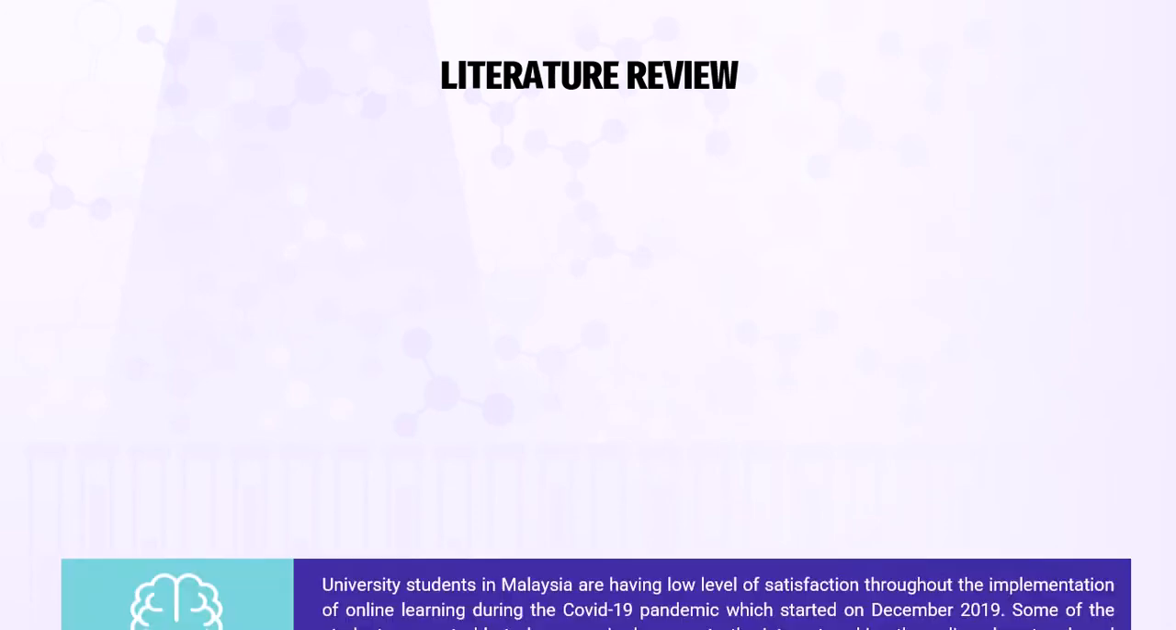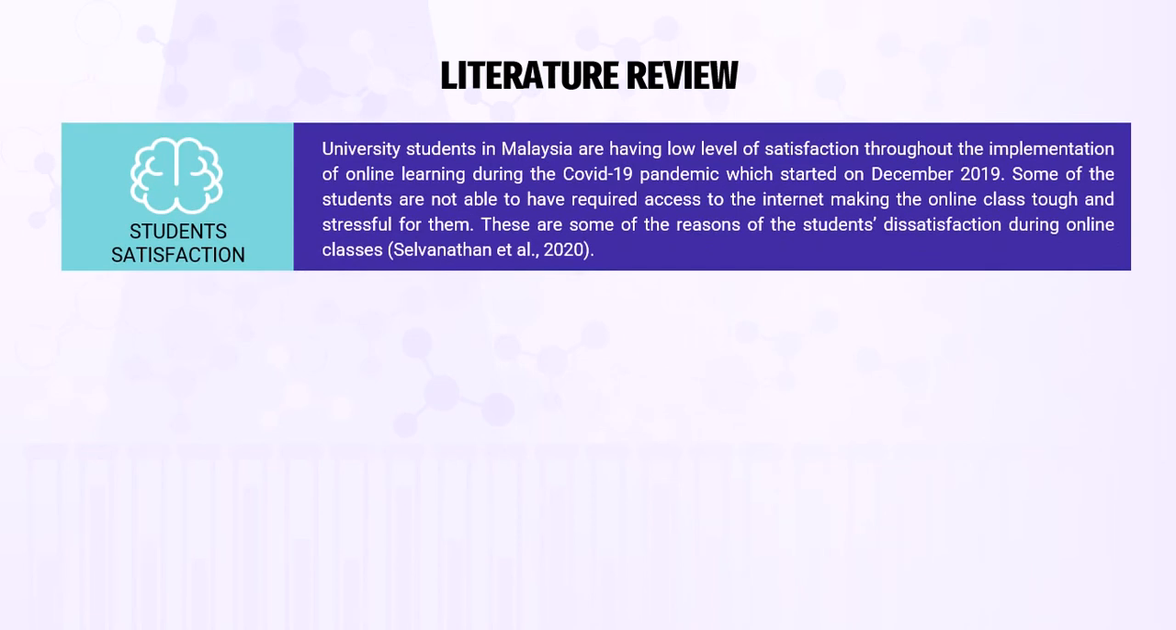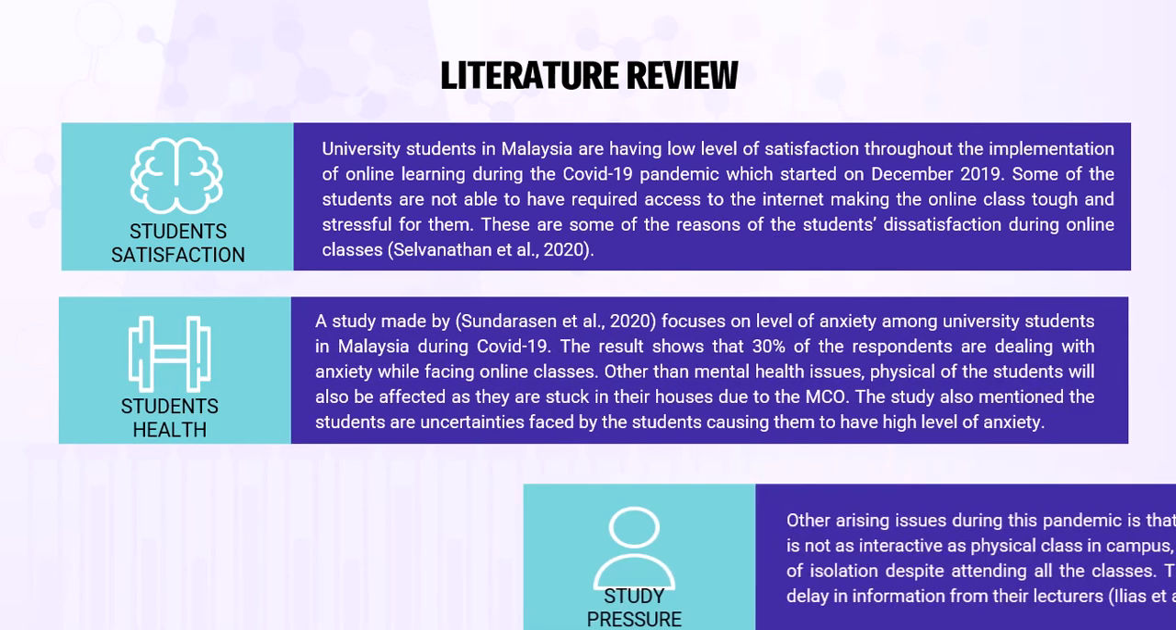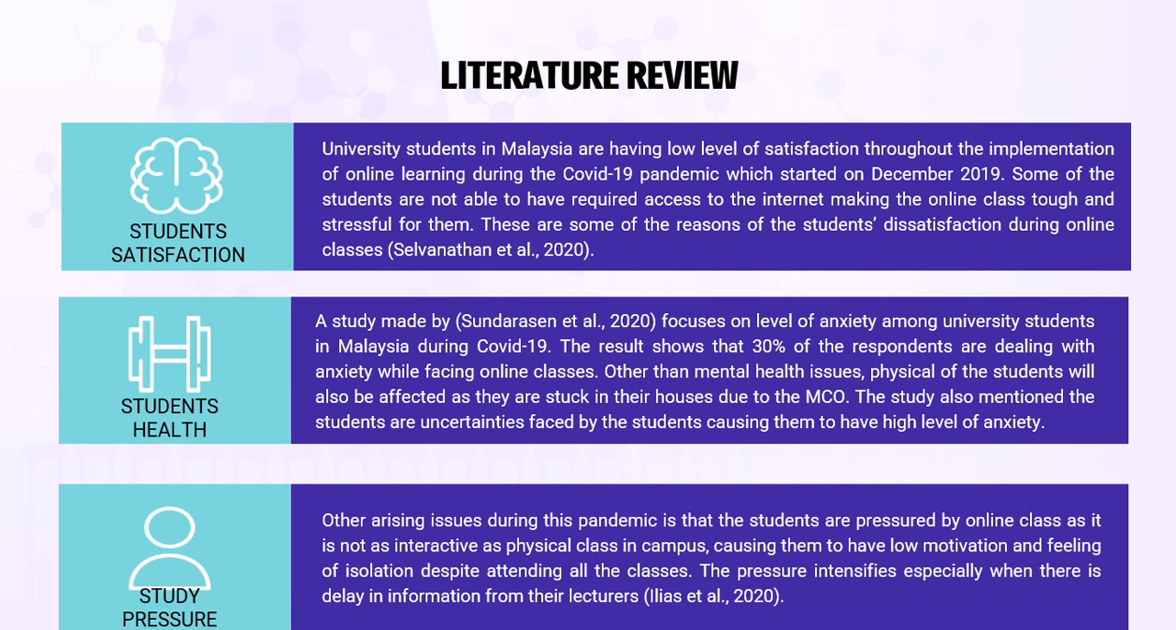Now, we are moving to the literature review. There are 3 literature reviews for this research. The first LR is from Selvanathan et al. It tells us that the students are having a low level of satisfaction with online learning. The second LR focuses on students' health, which is mental health during the pandemic. The third LR is by Elias et al., and it focuses on the study pressure that students faced.